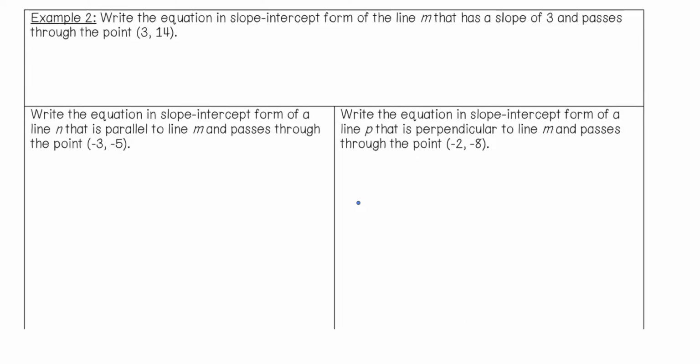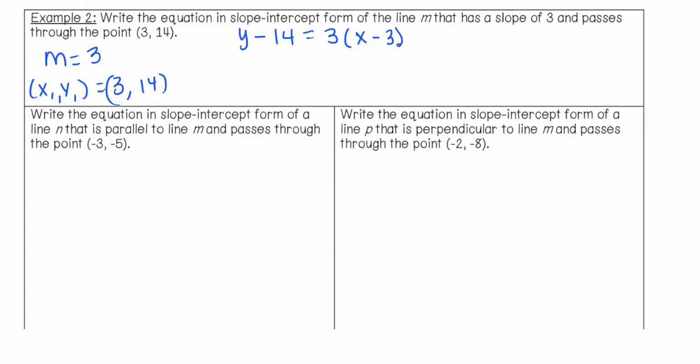In example 2, we're asked to write the equation in slope-intercept form of a line M that has a slope of 3 and passes through the point (3, 14). So we have a slope of 3, and then we're given that (x1, y1) is a point on our line at (3, 14). Because we only have a point and a slope, we're going to need to use point slope form.